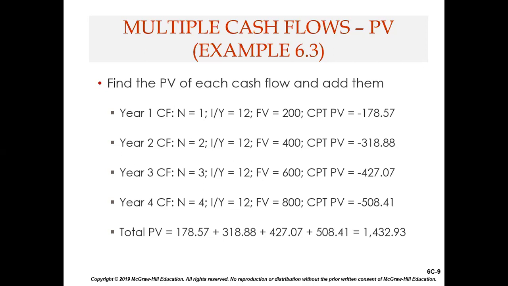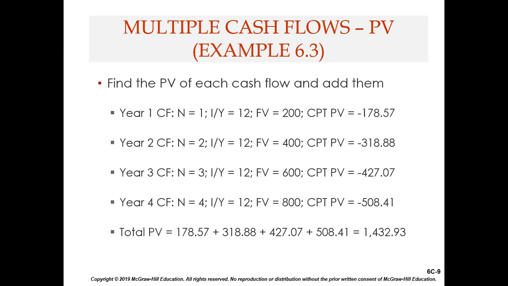I is 12%. Now, if you're using your financial calculator, for the first computation, you're going to say N is 1, I is 12. You're going to be calculating for present value, so you want to put future value in. So I'm going to put 200 in my future value, arrow back up to present value, and alpha enter. And the present value of that future $200 payment is 178.57.